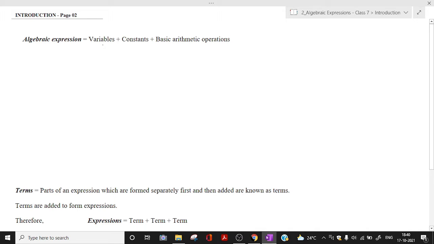An algebraic expression is made of variables plus constants plus basic arithmetic operations. So in case I write 4a plus 3 is equal to 15, okay, so what do we have? This is an equation. Why do you call it an equation? Because we have a left hand side and then we have a right hand side. So this is the left hand side of the equation, and on the right hand side we have 15, and the left hand side should be equal to the right hand side. Now this is an equation.